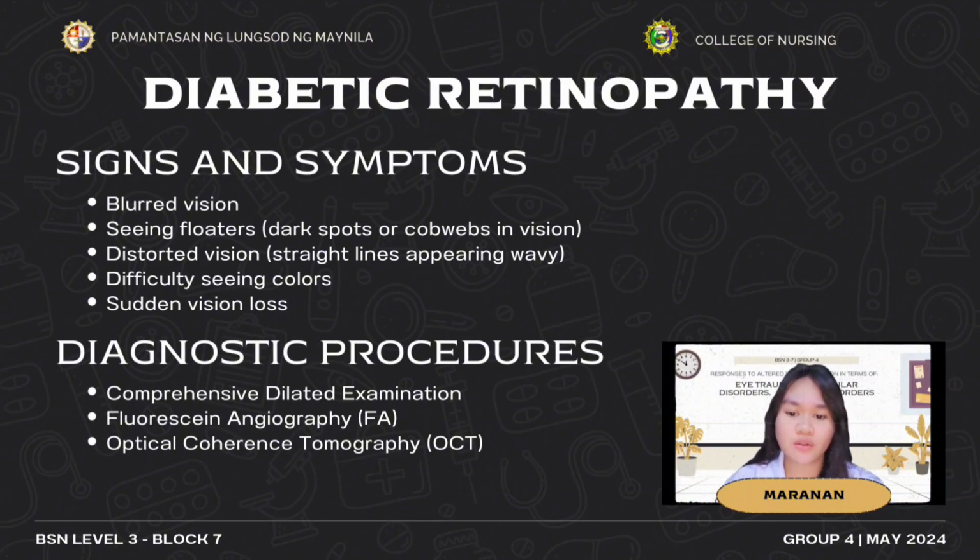For the diagnostic procedure, early detection of diabetic retinopathy is vital for preventing vision loss. A comprehensive eye examination for people with diabetes typically includes, first, the dilated eye exam. Eye drops are used to widen the pupils, allowing for a thorough examination of the retina and blood vessels for signs of damage. We also have fluorescein angiography. This test involves injecting a special dye into the bloodstream and taking photographs of the retina as the dye circulates. It helps identify leaks from damaged blood vessels.